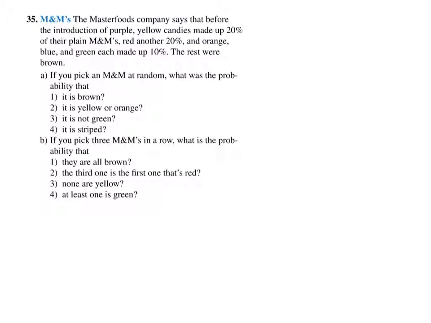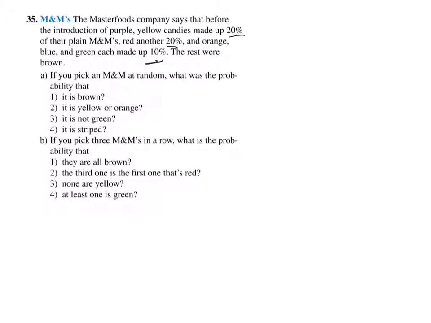So we're going to put all this together. Let's see. So I've got 20% yellows, 20% reds, and then orange, blue, and green were 10. So the rest are brown.